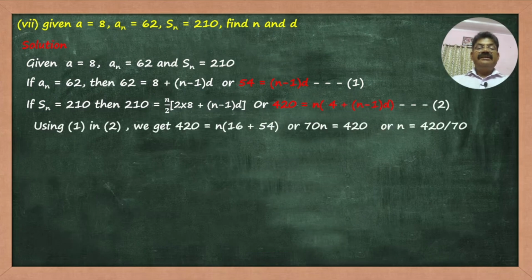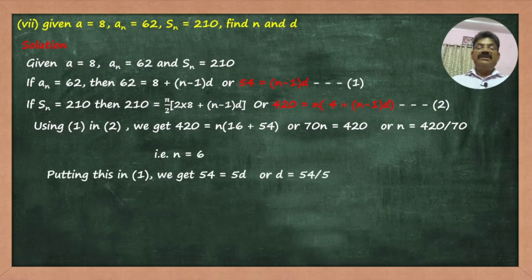So using 1 in 2, we get 420 is equal to n into 16 plus 54, or n is equal to 420 divided by 70, or n is equal to 6. Therefore, d is equal to 54 by 5. Thus, n is equal to 6 and d is equal to 54 by 5.